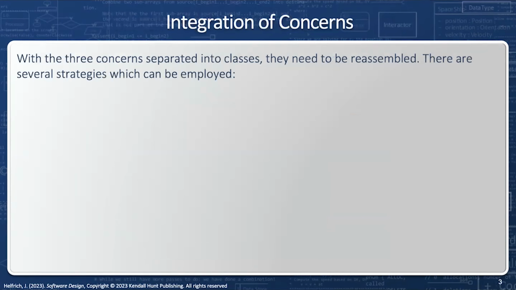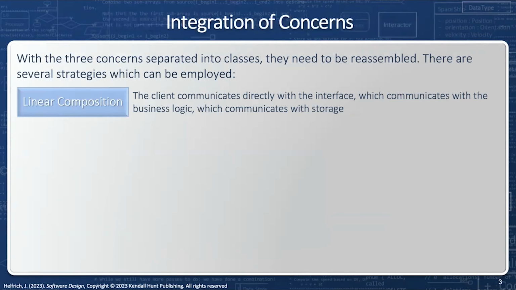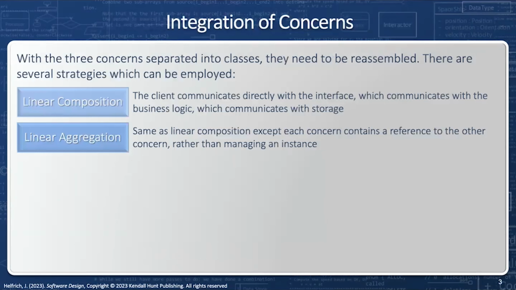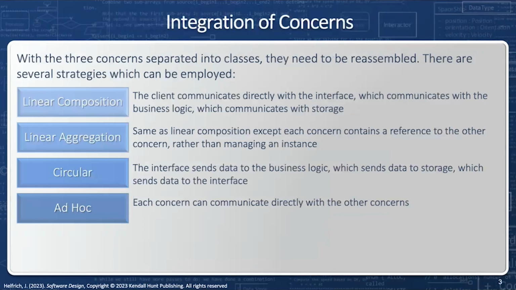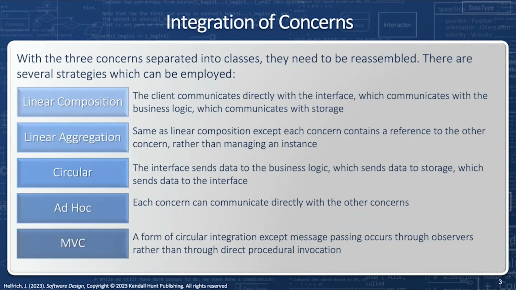Now, there are several different ways that I can integrate these different concerns. One of them is linear composition. The next is linear aggregation. The next is circular dependency. The next is ad hoc, and the final is model view controller. Let's take a look at each one of these in detail.